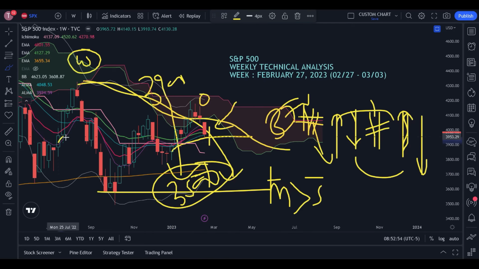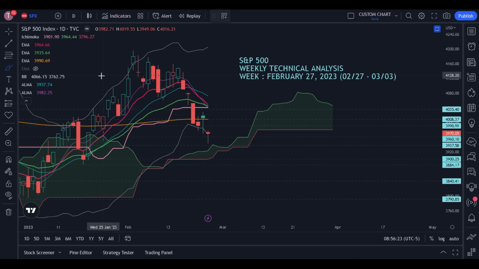Now guys, let's talk about the second point of the agenda of this S&P 500 weekly technical analysis for the week of February 27th, 2023. The second point of the agenda is the support and resistance levels for the S&P 500 for the coming week.